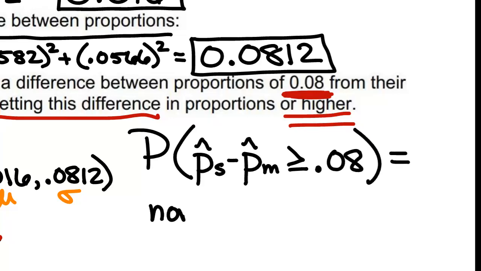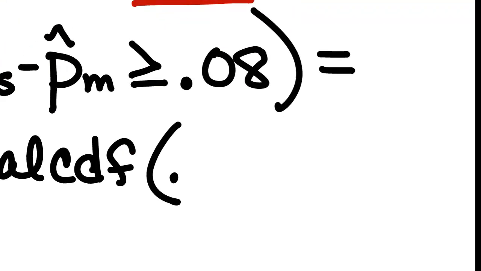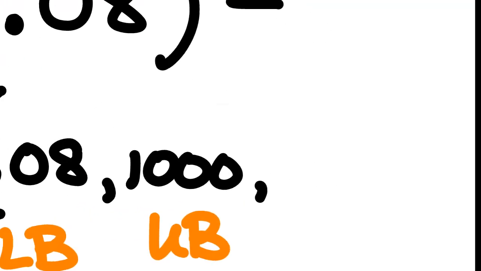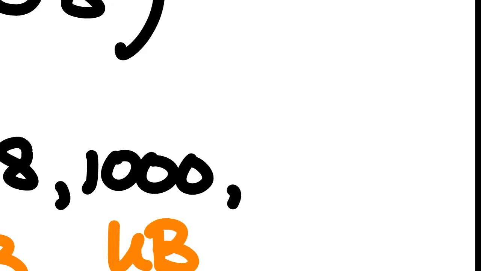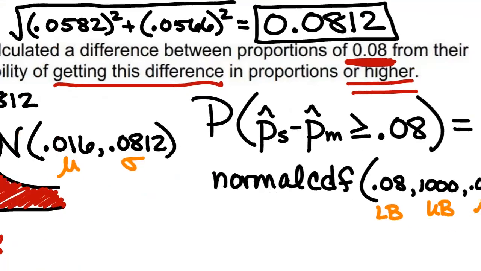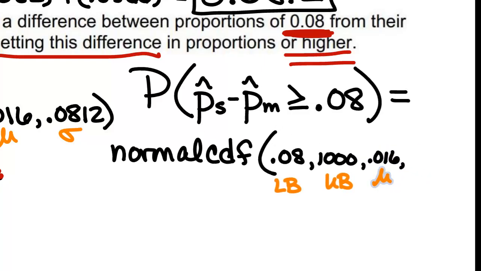Normal CDF. Inside my parentheses, what should be the first number? What'd you say? 0.08, that's my lower bound. And then we need a comma, and we put in what? Big number. How about 1,000? There's my upper bound. What comes after that? The mean, 0.016. And after that, standard deviation. And I need to buy myself a little bit of room to do that. And then you calculate it. So while I'm scooting this over, I want you guys to calculate it.